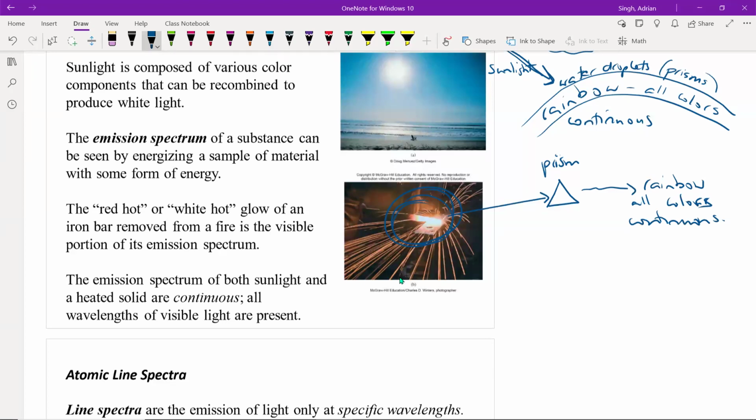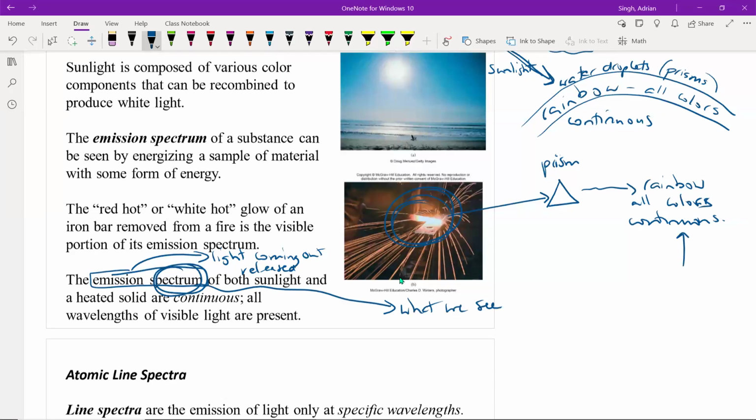Okay, so we refer to that as the emission spectrum, because that is the light coming out. Emission means the light coming out from something, the light being released from, in this case, the iron bar. And the spectrum part of the term is just what we see. So we would see, for example, that rainbow. We would see the rainbow in the sky, for example. That's the emission spectrum of sunlight or the glow from a white hot piece of iron.